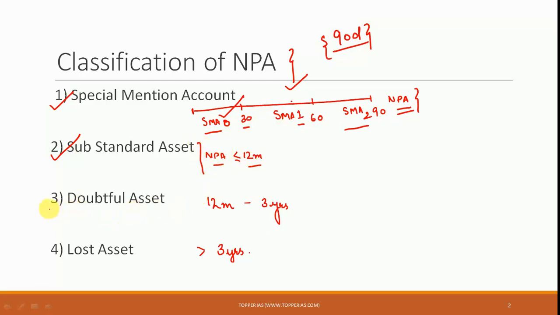Also, another classification is with regard to doubtful asset. Now, if this further goes from 12 months to 3 years, then that asset is what is known as a doubtful asset. And if beyond 3 years this non-performing asset has not got any return, it is lying pending with the bank, then in that case the asset is declared as a lost asset for the bank. And all these three are collectively also known as NPA.